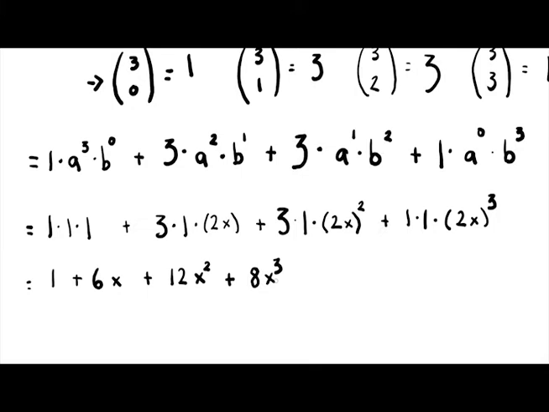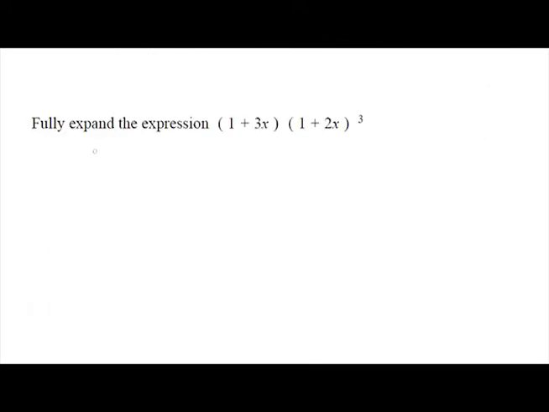So to find a final solution, we have to plug this entire amount into the initial question that we have. So to solve this, we have to use the distributive property. We start with 1 plus 3x times that expanded solution we have previously, which was 1 plus 6x plus 12x squared plus 8x cubed.